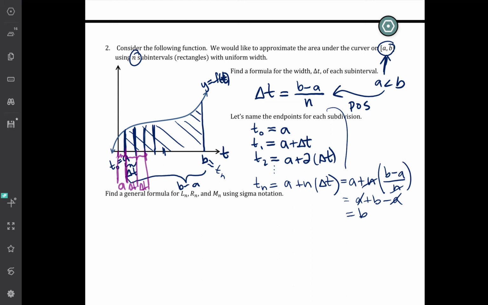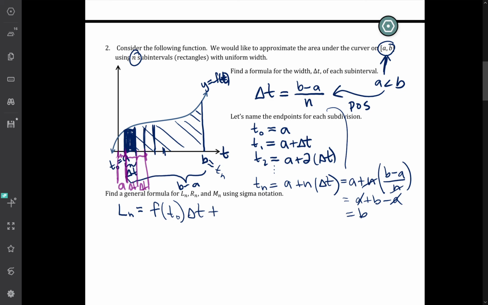Okay, so finding a general formula. If we want an L sub n, we're going to start with this very first rectangle, this one right here, and we're going to say, okay, its width is a delta t, and its height we would get by plugging in our t sub 0.